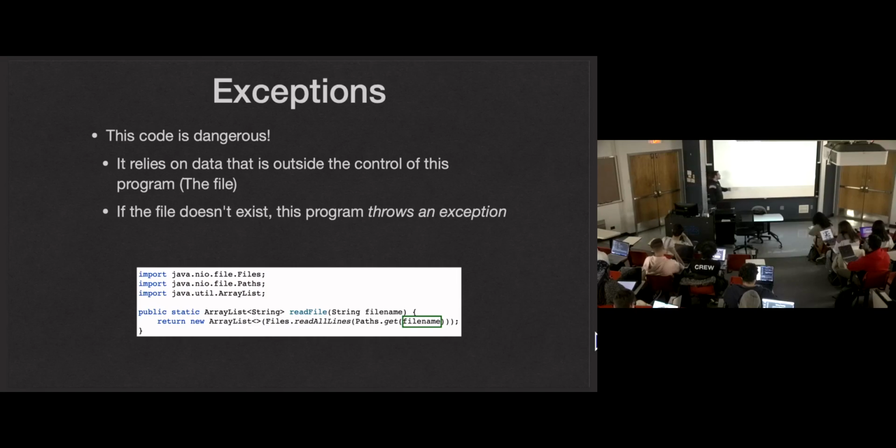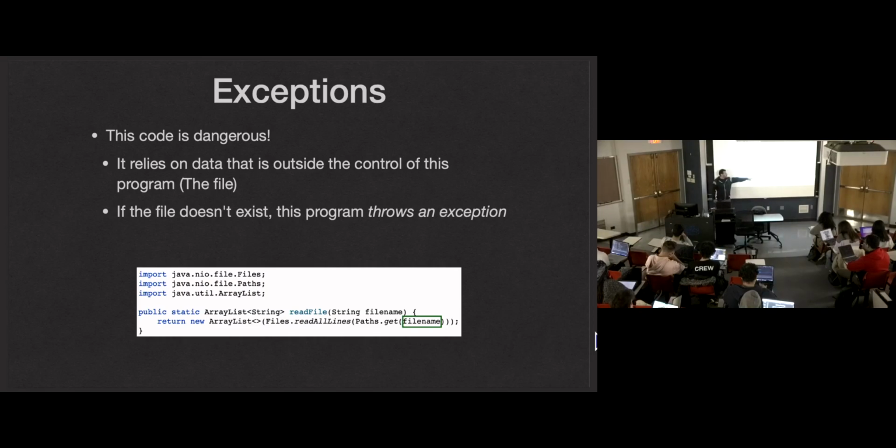What would you expect? To read all lines of a path from a file that doesn't exist. What do you want it to return? Yeah. It'll give us an error. It'll throw an exception is what it's going to do, which can crash our program.